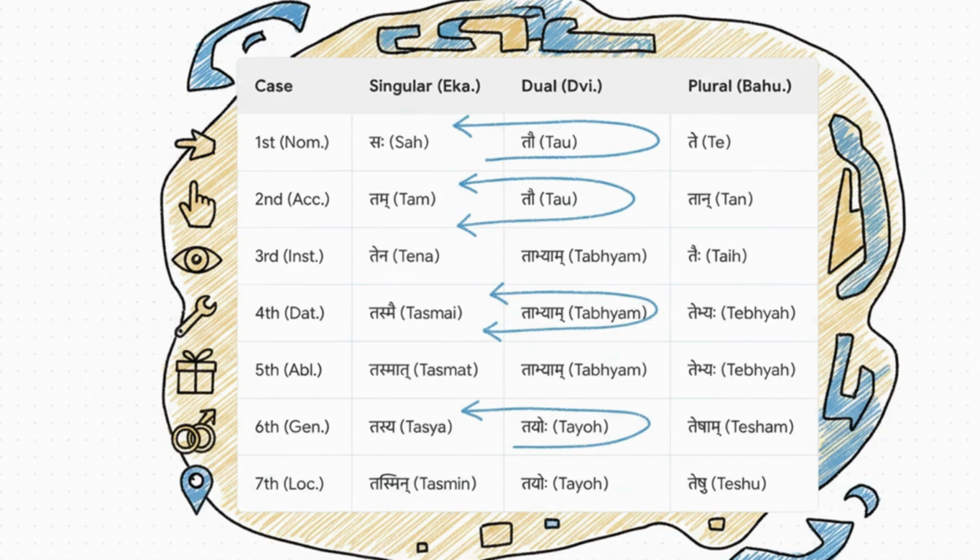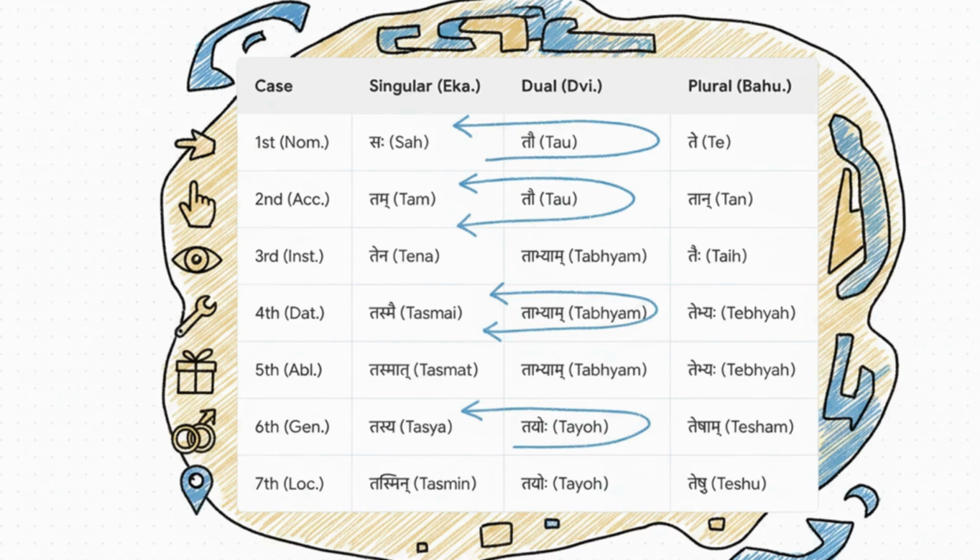Now I know, it looks like a ton of information. A massive grid of 21 words can be a bit startling, but I promise you recognizing the patterns makes this highly digestible. You can clearly see our columns: singular, eka, dual, dvi, and plural, bahu. And going down the left side, we've got our 7 cases, starting from prathama all the way down to saptami. Take a look at the very first row, prathama. Sa, tau, te. Hey, we just learned that.